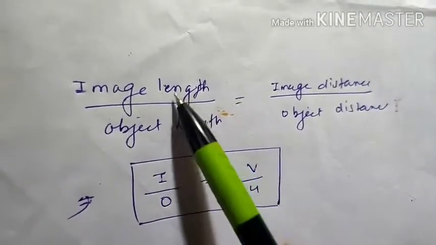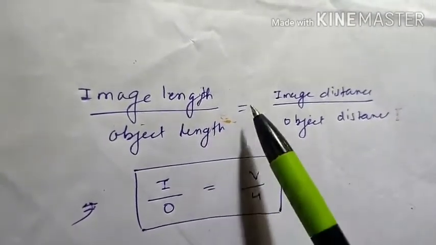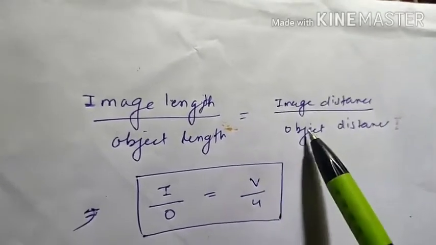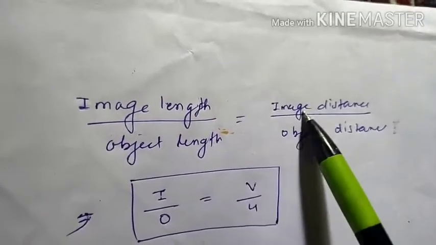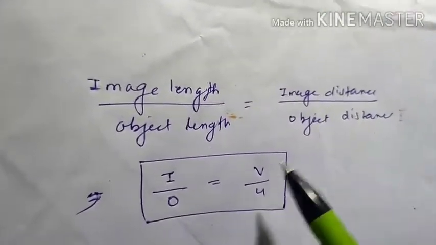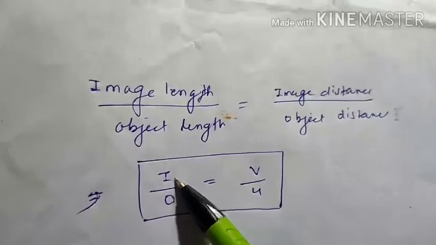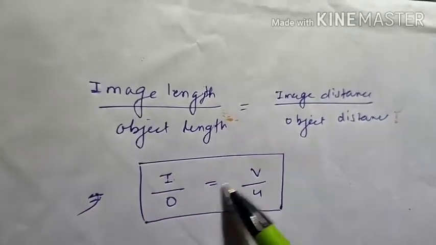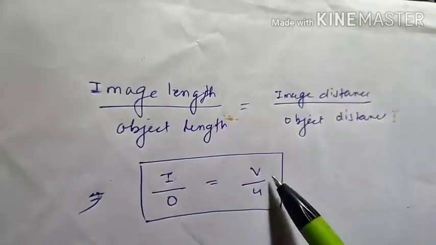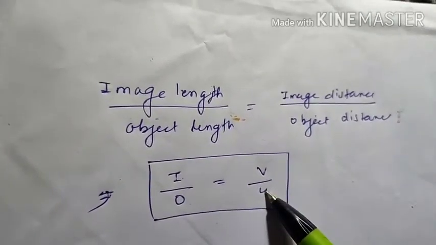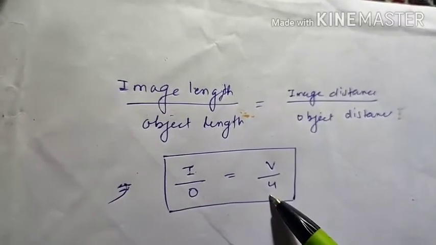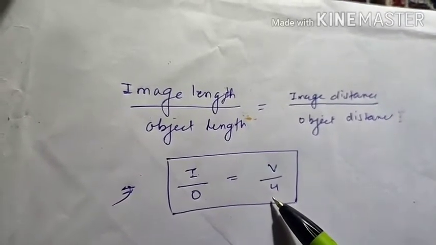That is, the ratio of the image length and the object length is equal to the ratio of image distance by object distance. I stands for image length, O stands for object length. Obviously you know image distance we call v and object distance we call u. So I by O equals v by u. So these are the two formulas that you have to remember. Okay. So using this relation we'll see the numericals.